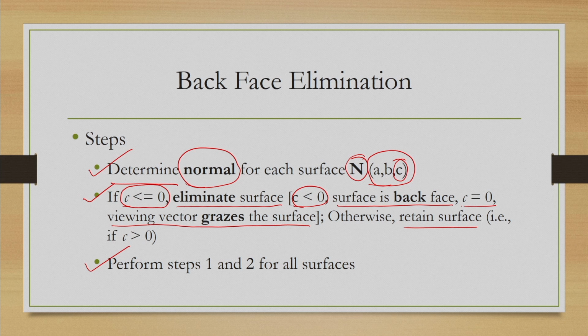So, as you can see, it is a very simple method. We simply take one surface at a time, compute its surface normal and check the z component, the scalar component of z. If it is less than or equal to 0, then we eliminate the surface, otherwise we retain it, and we do it for all the surfaces.